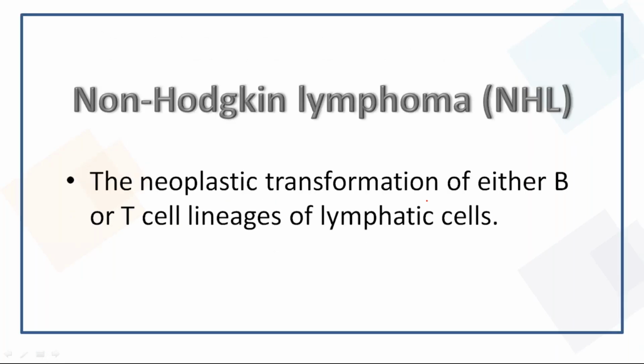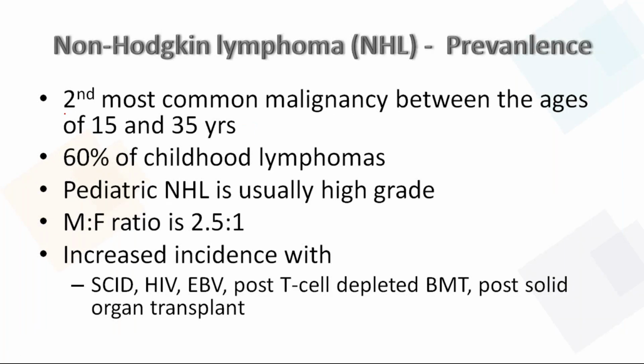It's a neoplastic transformation of either B cell or T cell, both lineages of lymphatic cells. Non-Hodgkin's lymphoma is actually much more common than Hodgkin's lymphoma. It is the second most common malignancy between the ages of 15 and 35. And 60% of childhood lymphomas are NHL, non-Hodgkin lymphoma.